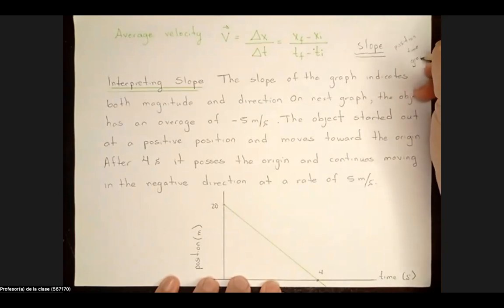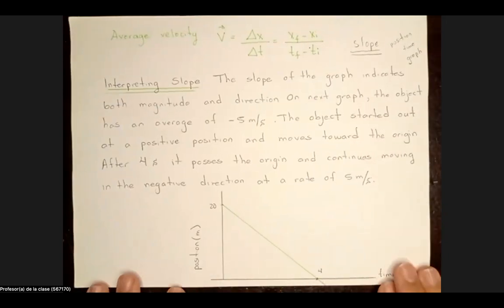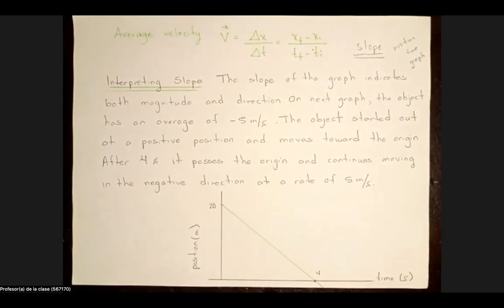Yeah, and the physical meaning of the slope on a position-time graph is average velocity, okay? Average velocity. So interpreting the slope of the graph indicates both magnitude and direction. On the next graph, for example, the object has an average velocity of -5 meters per second. We are going to calculate this 5 over here.